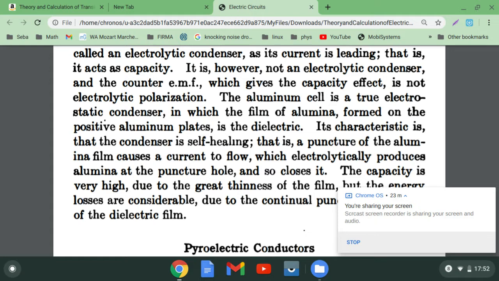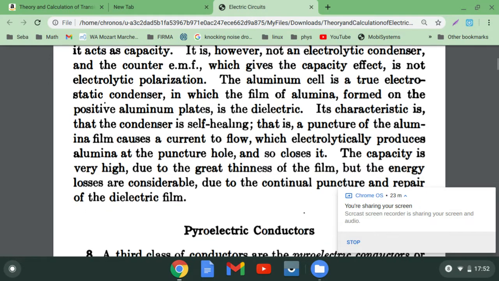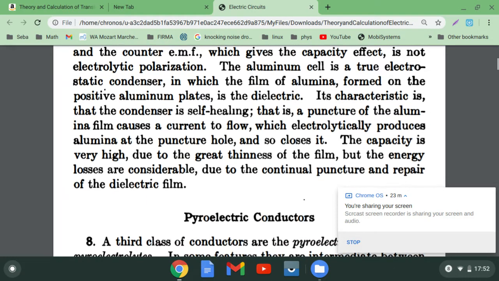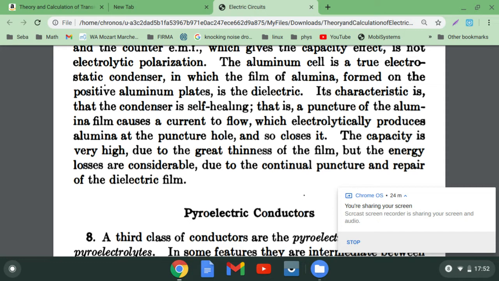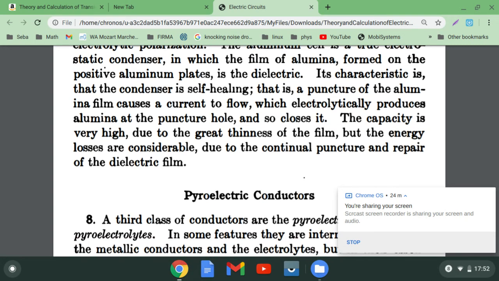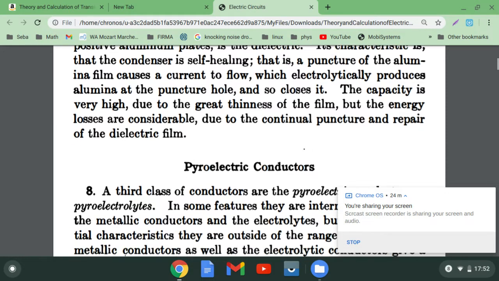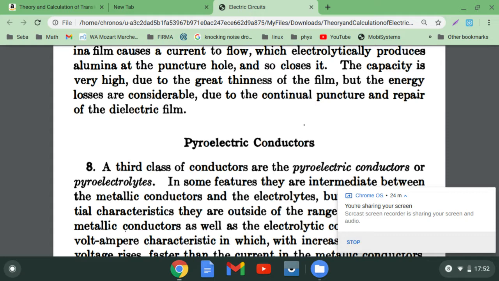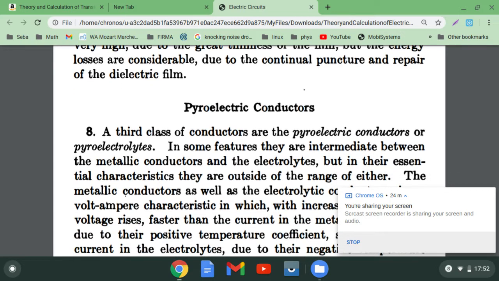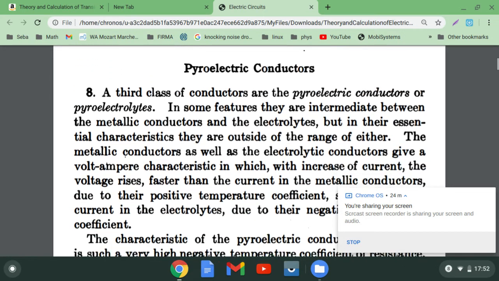The aluminum cell is a true electrostatic condenser in which the film of alumina formed on the positive aluminum plates is the dielectric. Its characteristic is that the condenser is self-healing. That is, a puncture of the aluminum film causes a current to flow, which electrolytically produces alumina at the puncture hole and so closes it. The capacity is very high due to the great thinness of the film, but the energy losses are considerable due to the continual puncture and repair of the dielectric film.